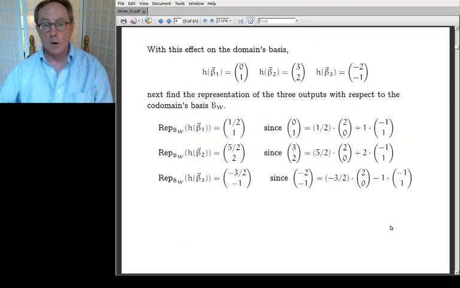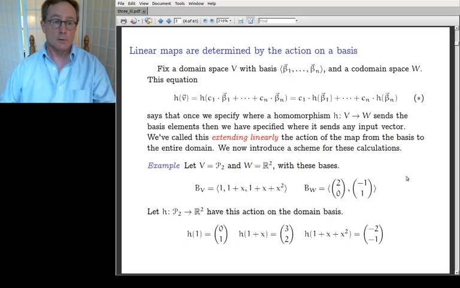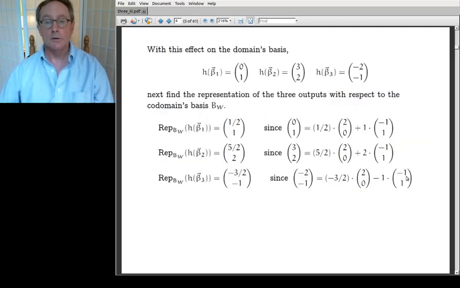And then I want to find, with this action, this is copied from the previous slide, with this action on the domain's basis, I'm going to represent 0, 1, 3, 2, and minus 2, minus 1 with respect to the output space's basis. So remember the output, the range basis is 2, 0, minus 1, 1. So I'm going to represent 0, 1 with respect to w's basis. I'm going to represent 3, 2 with respect to w's basis. And I'm going to represent minus 2, minus 1 with respect to w's basis. So I'm getting numbers for all these things. And then I'm going to put the numbers in some organized form. It'll be in a matrix.